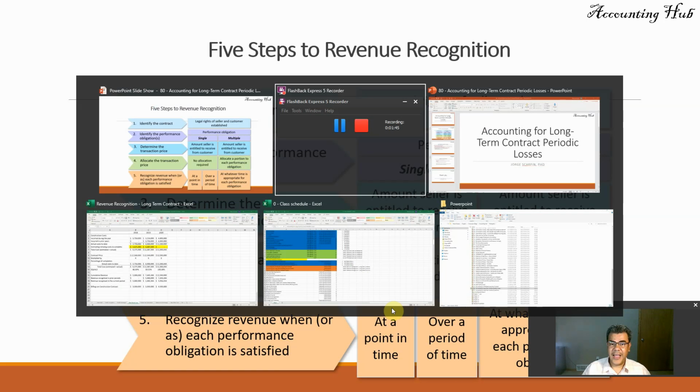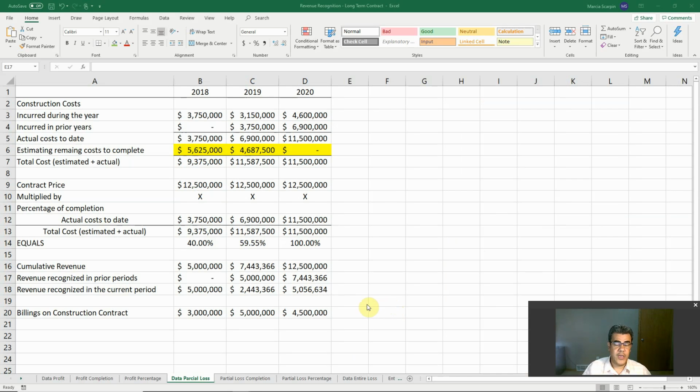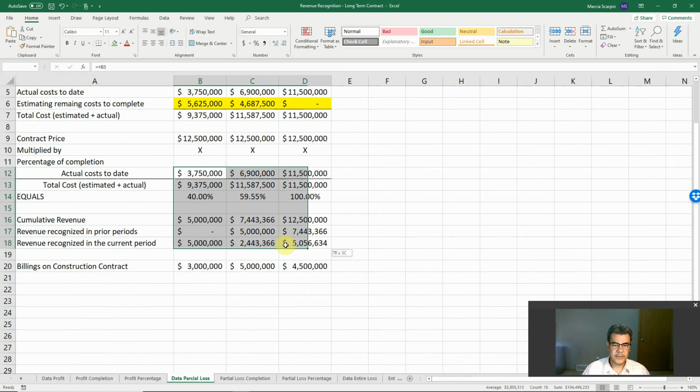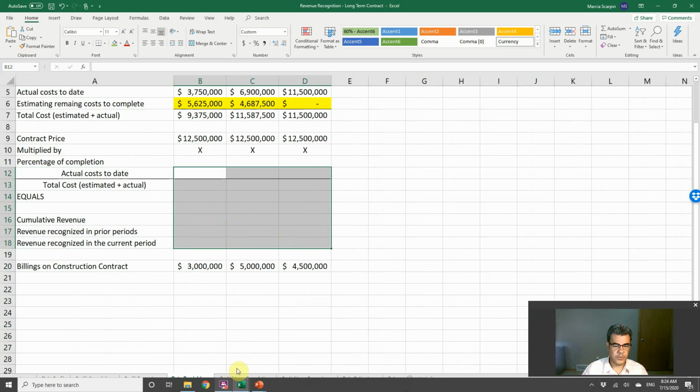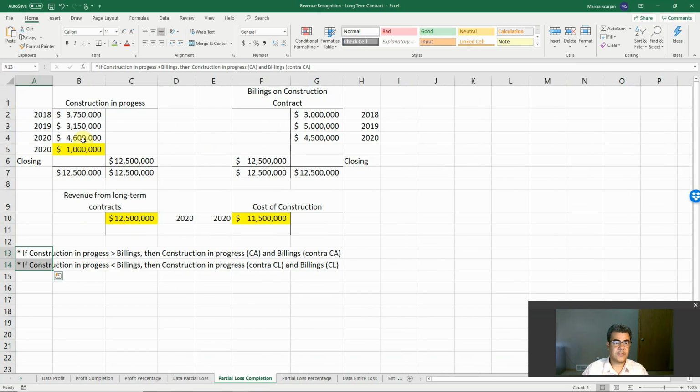So let's go to our Excel file. The Excel file is also free, and the link to download it is in our video description. So we have here three datas: profitable contract, partial loss, entire loss. So we have this Excel file. It is useful for all of our three scenarios. So let's delete it here. We will do it together. Let's delete our journal entries here.